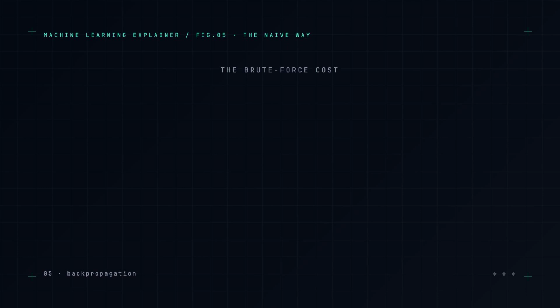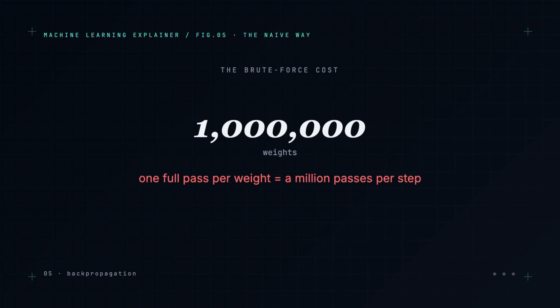Here's the problem in numbers. Suppose you have a million weights. The obvious approach: nudge one weight, run the whole network, see how the loss changes, and repeat. Once for every weight. That's a million full passes through the network just to take one step. With billions of weights, it's hopeless. We need a way to get all the gradients in essentially a single pass.